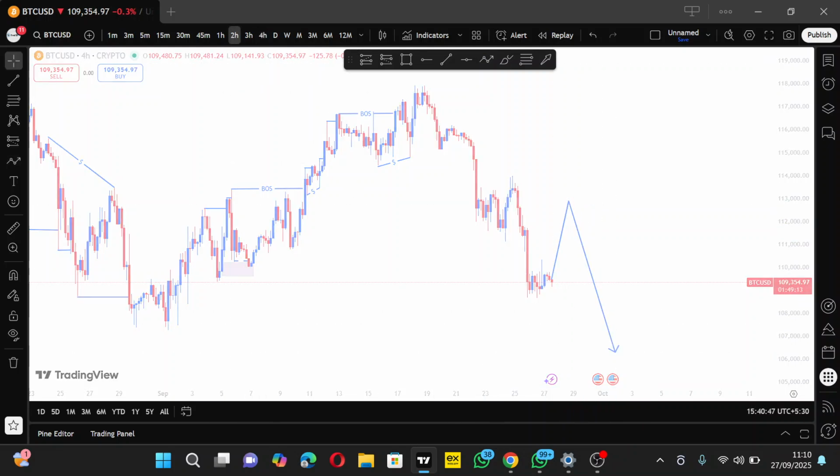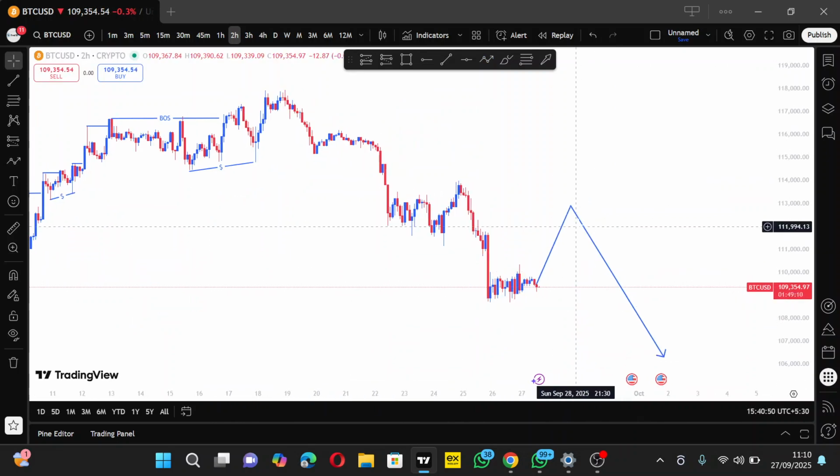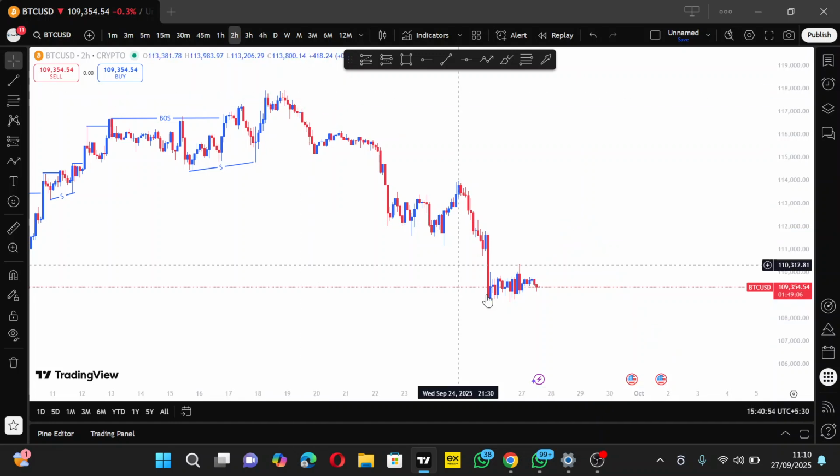Let's go to the 2 hours time frame. If you observe, there was a break of structure from here.